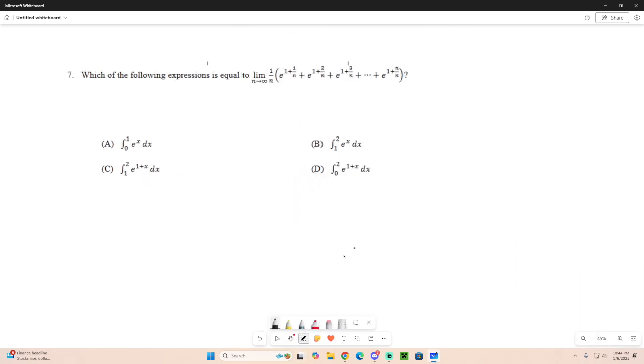So delta x is our 1 over n, right? Delta x equals 1 over n. So that means 1 over n equals b minus a over n, right? So b minus a has to equal 1. So we can already rule out anywhere where b minus a doesn't equal 1. We already got rid of one solution, because 2 minus 0 is not 1. Right? Alright, let's keep going.